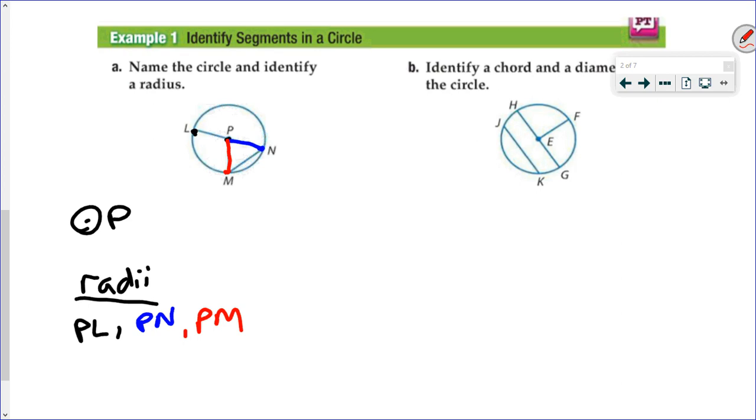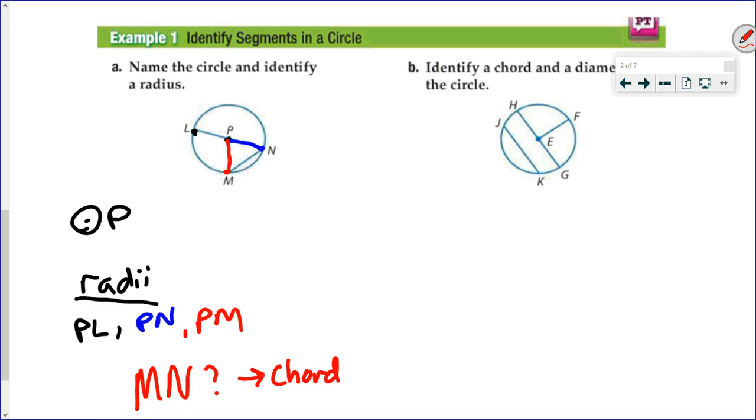All right. Just as a quick quiz, I know the question doesn't ask this, but what would we identify segment MN as? Think about that for a second. All right, if you said chord, that would be correct. Segment MN is a chord, with endpoints on the circle.